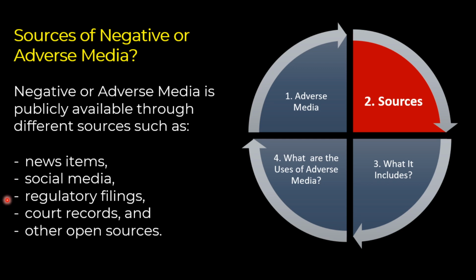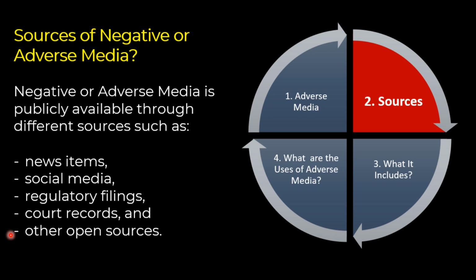Similarly, regulatory filings and court records, if available, may also be used as sources of negative or adverse media against any particular individual or group of individuals. By regulatory filings, we mean that there are various complaints that are lodged by the public to the regulatory authorities, and the data might be public data. So that source may also be used to check any specific negative or adverse media item or news against any particular individual.